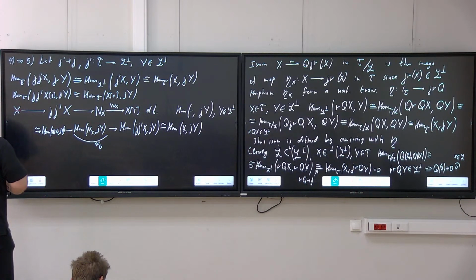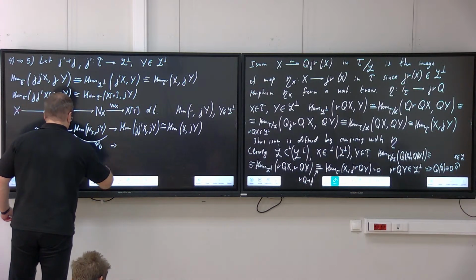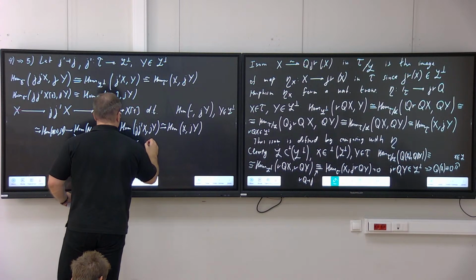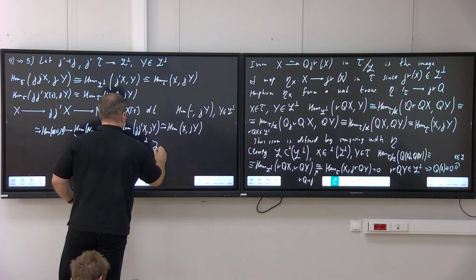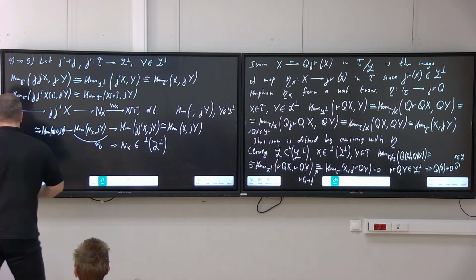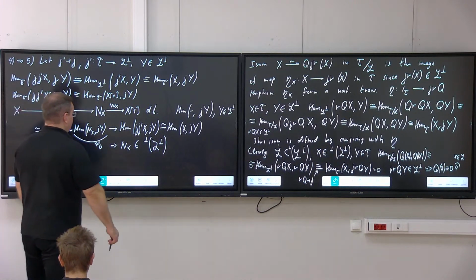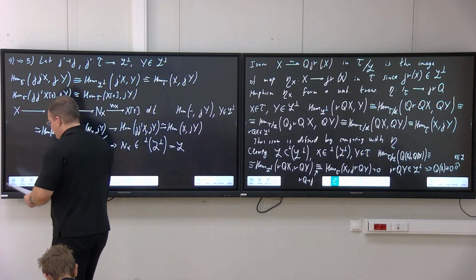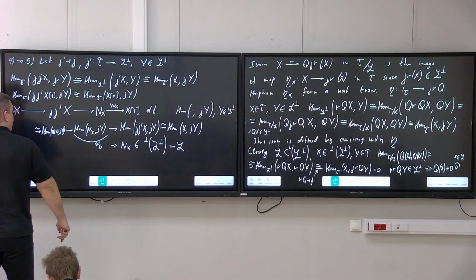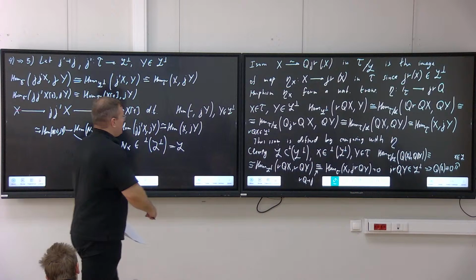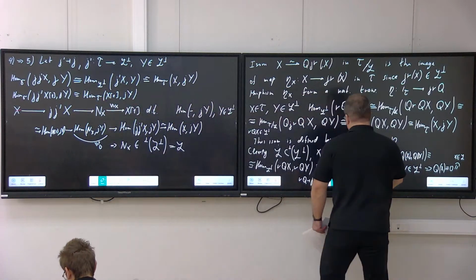So that's an object isomorphic to 0, and equivalently I can say that the object N_X is an object in the left orthogonal to the right orthogonal, which is, by our assumption, the same as the category L. So N_X is in L, in the distinguished triangle. Okay, so I want to continue the computation here.